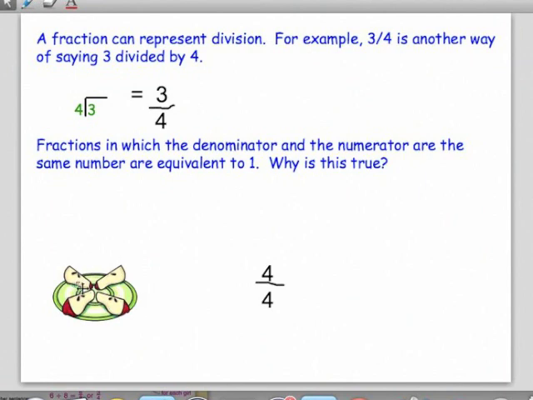So if we have our apple pieces, we cut that one apple into 4 pieces and we eat all 4 pieces, well, we ate the whole apple. So anytime you have 4 over 4 or 5 over 5 or 100 over 100, you're talking about the whole thing, which is 1. Okay?